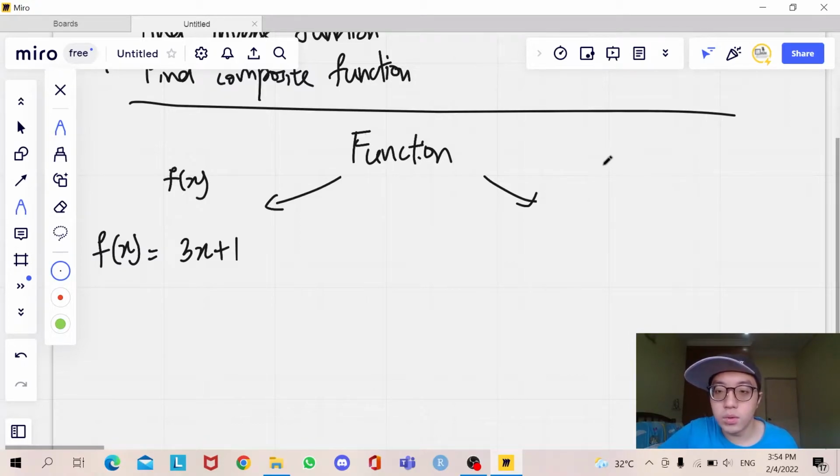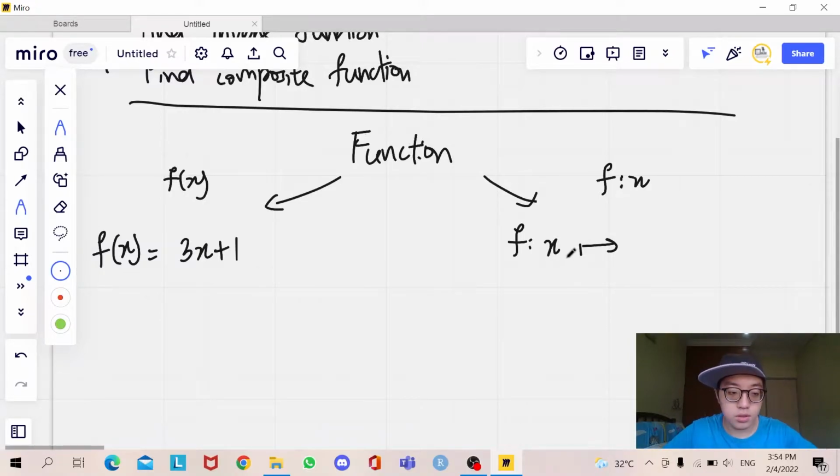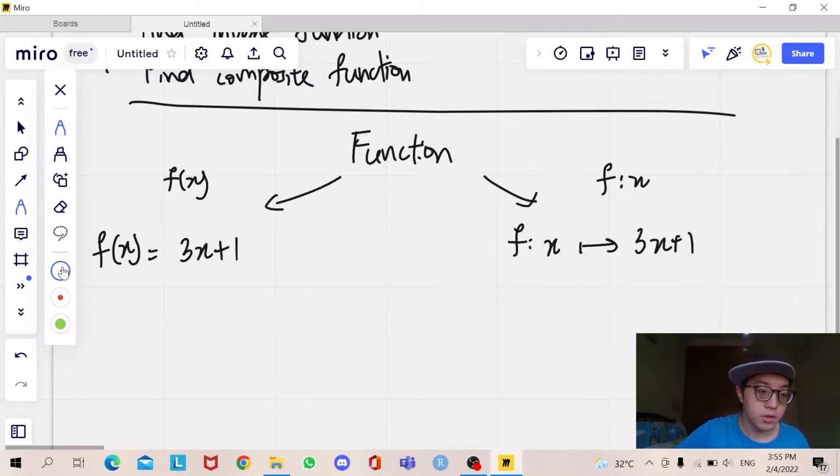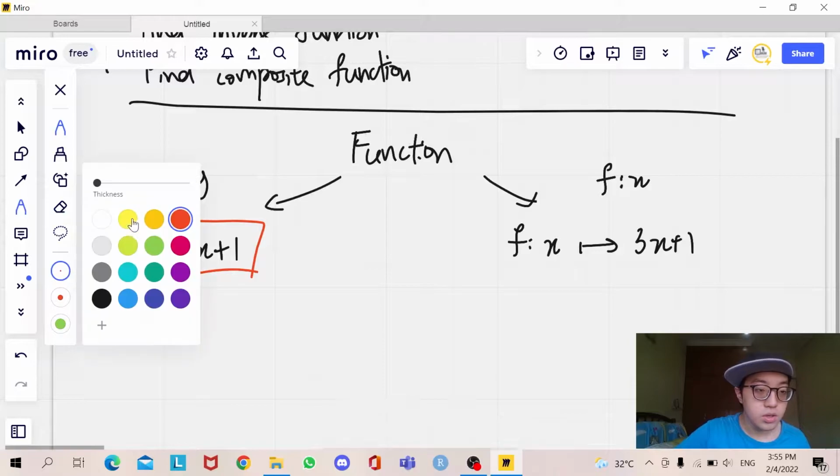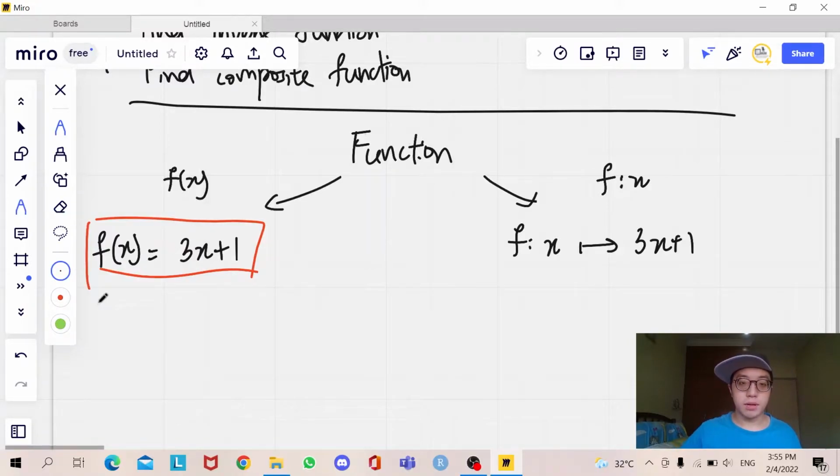The second one here, we are using f: x ↦. This is a little bit special, because the function of x is denoted as 3x + 1. You can denote the functions in either way. It actually makes no difference, but for video purposes and for habit, I will use this one a lot more. So this is one thing about the function.